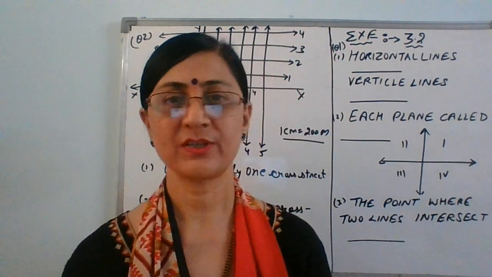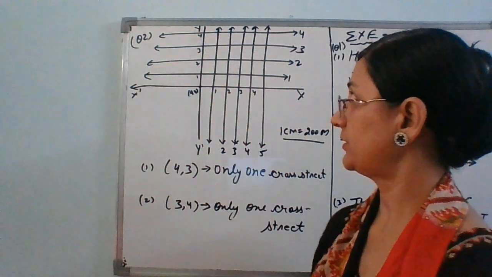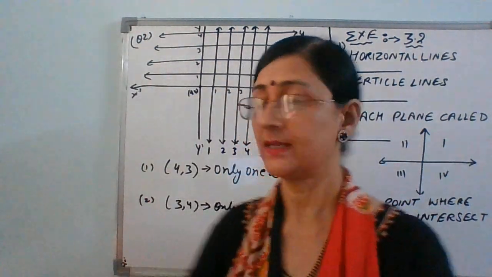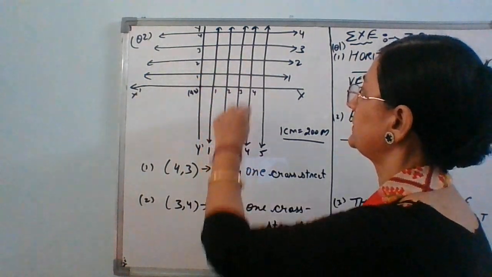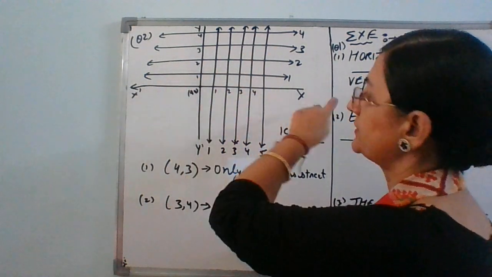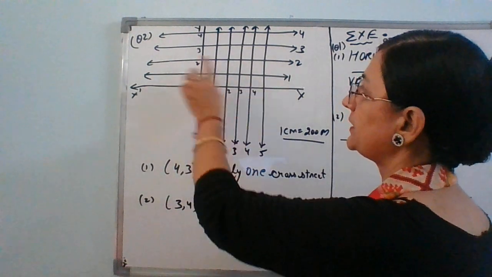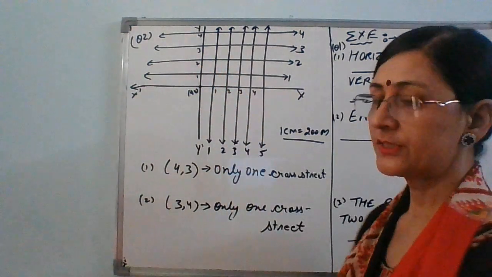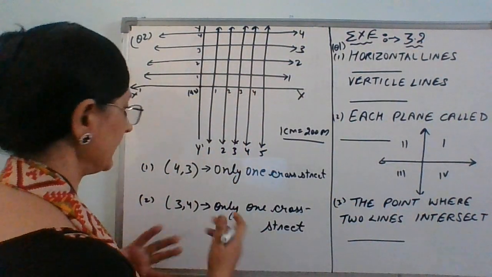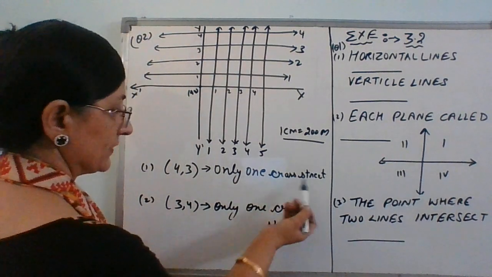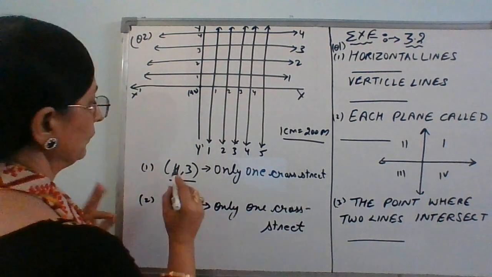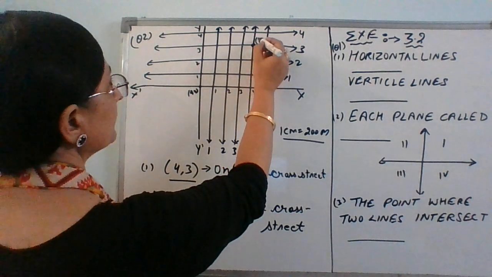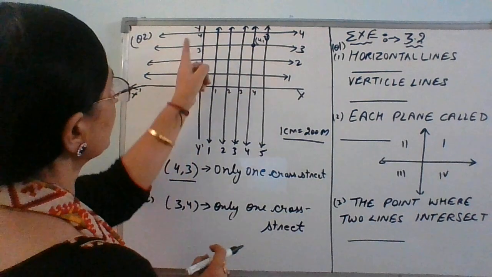Okay. Now the second question of 3.1. It is a question about cross street roads, right? The roads are crossing each other. So this is street 1, street 2, street 3, street 4, street 5. The other streets which are crossing these streets are street 1, street 2, street 3, street 4. So these are the streets crossing at these points, right? We are supposed to tell how many cross streets there are for the point 4, 3. 4 is x, here 4, and 3 here. This is the point 4, 3.